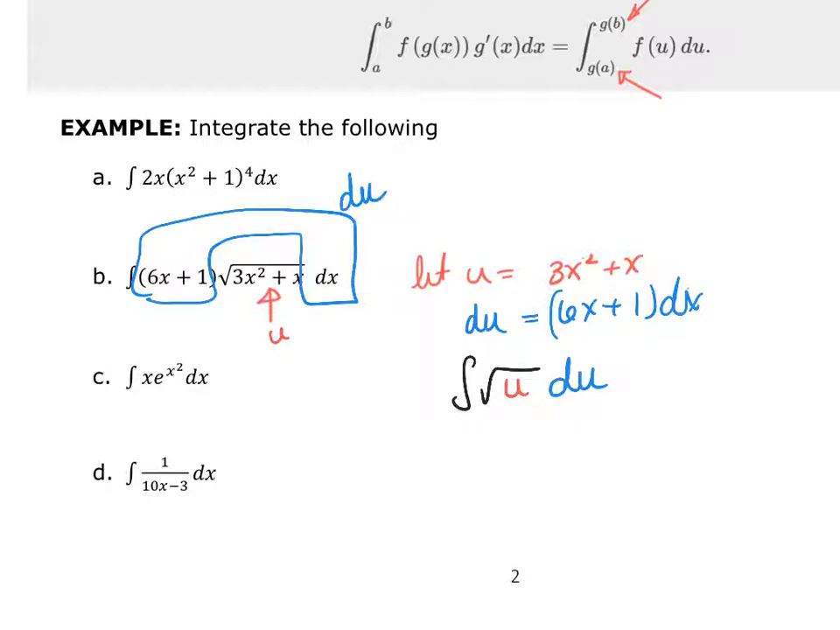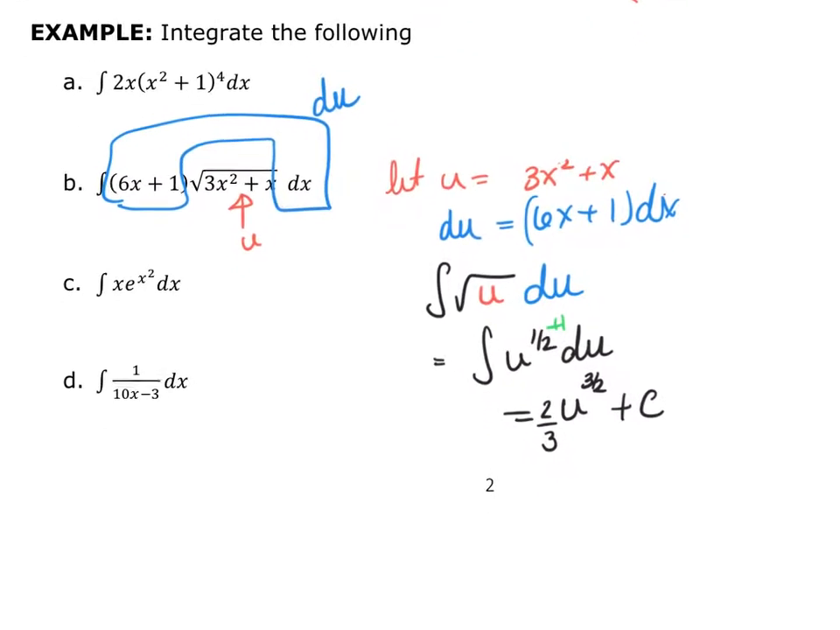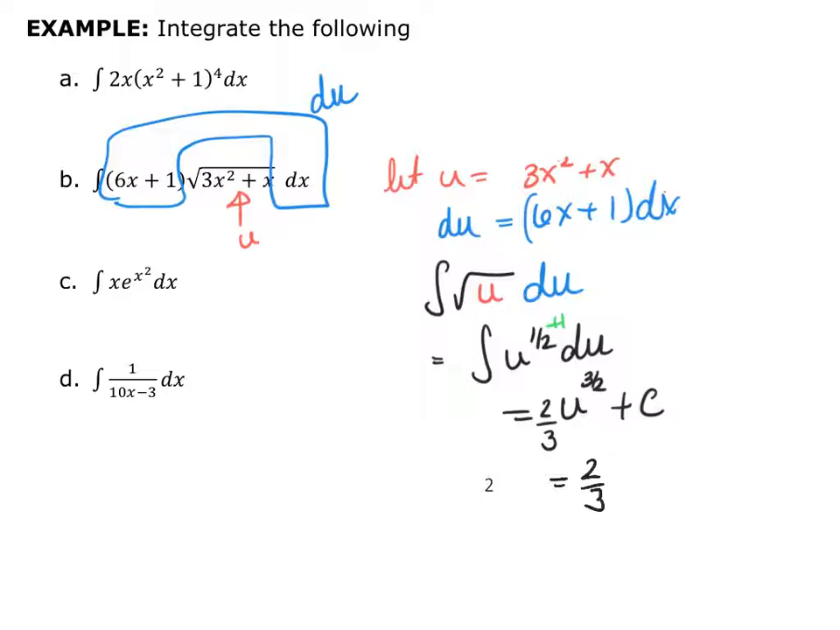And this is a lot easier to deal with because I can write this as the integral of u raised to the 1/2 du. Then to undo the integration, I'm just going to add 1 to the power and then divide by that number. So this is going to be equal to u raised to the 3/2 divided by 3/2, in other words, multiply by 2/3, plus c. And then all I have to do is remind myself I need to put u back. So when I put u back, I get 2/3 times 3x squared plus x, now raised to the 3/2, plus c.